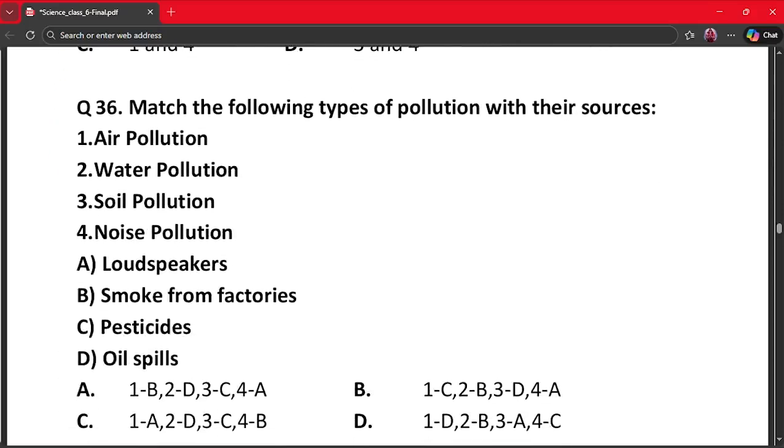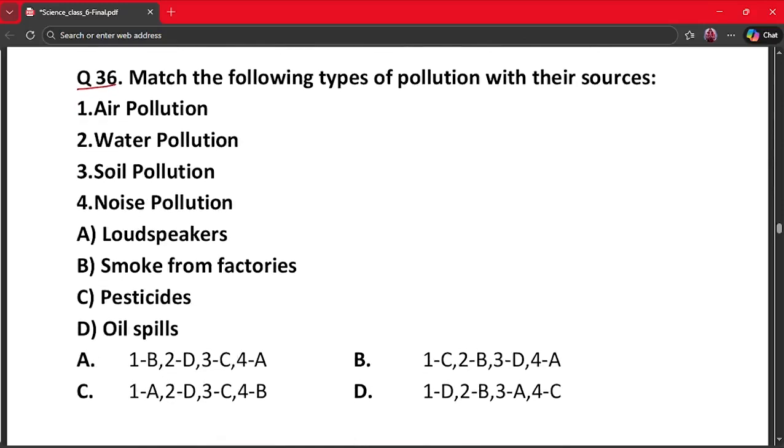Our next question is question number 36. Match the following types of pollution with their sources: air pollution, water pollution, soil pollution, noise pollution; loudspeakers, smoke from factories, pesticides, and oil spills.